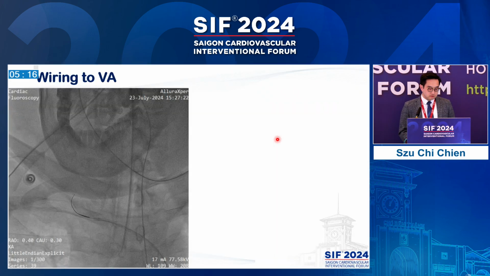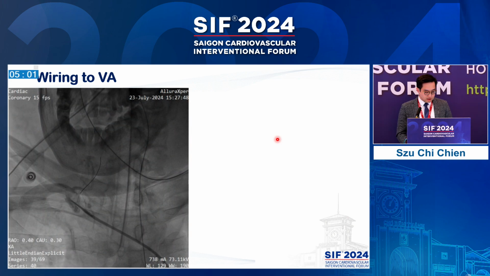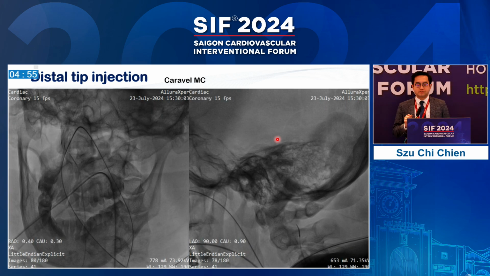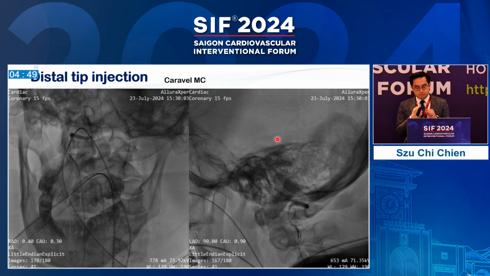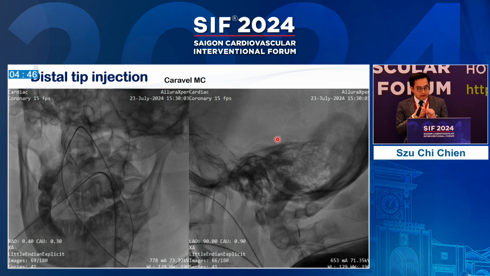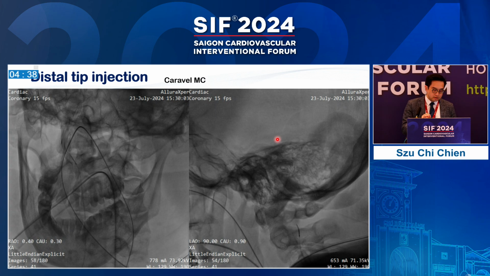So I use the Sion wire with a Caravelle microcatheter and try to negotiate this vertebral artery, because I think it's acute, so maybe I can find a way. Yeah, luckily I can go on. Then I use this Caravelle microcatheter, advance inside and do some aspiration. When I aspirated blood, I did a tip injection. As you can see, in the very distal part, even the basilar artery is not involved by the thrombus.